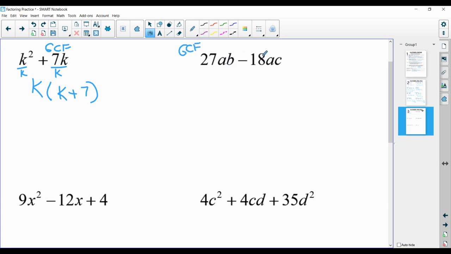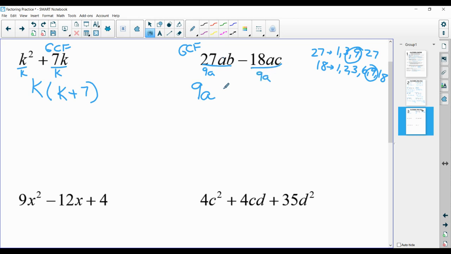Next one, again, we always start with GCF. I can see I've got an 18 and a 27. If ever you're stuck with your factors, you can always write them down. 27 is 1, 3, 9, and 27. And 18 is 1, 2, 3, 6, 9, and 18. Well, our greatest common factor for the numbers is 9. So I can pull out a 9. I can also pull out an A. So I'm going to divide by 9A.